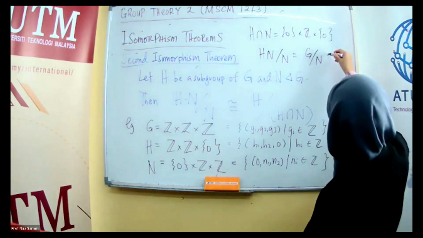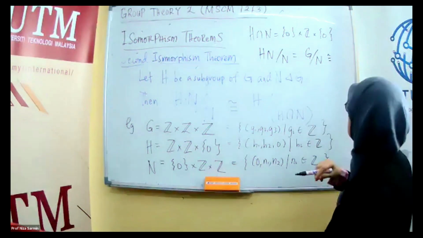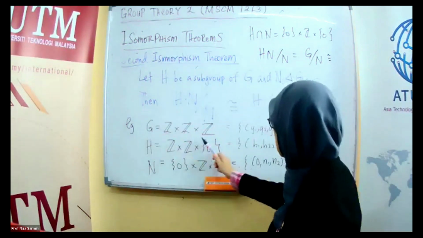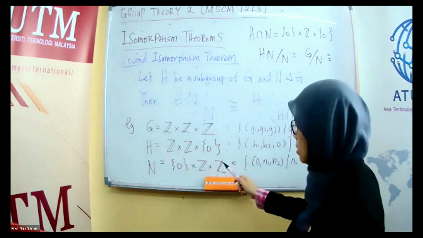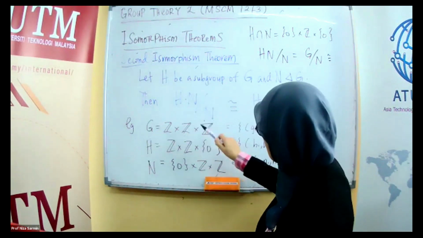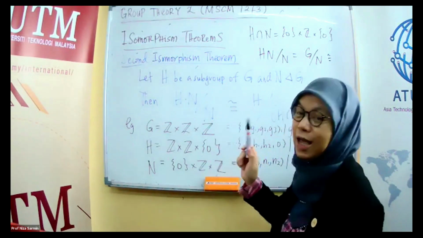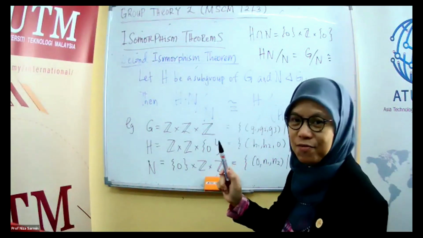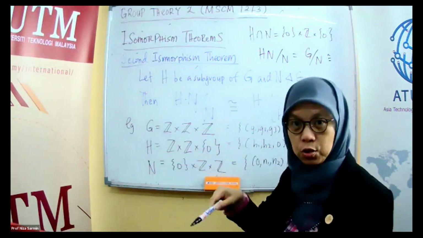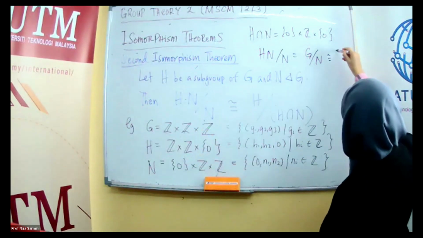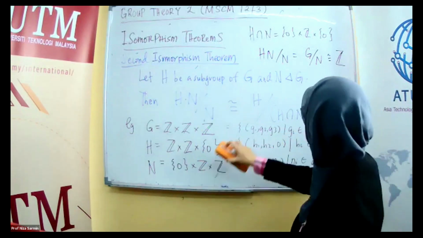And this is isomorphic to G mod n. So this, not cancel, but in the factor group, this goes away, this is just Z mod 0, which is isomorphic to just Z.